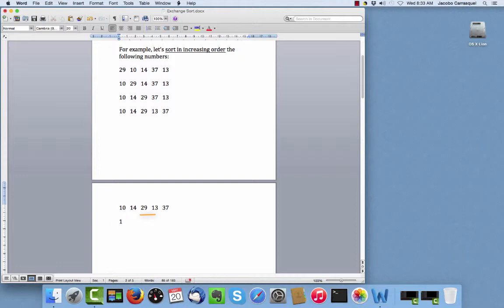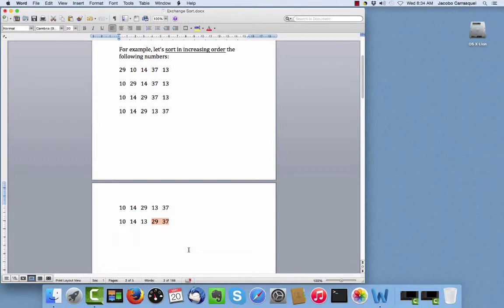So here I'm going to copy 10, 14, and I'm going to swap 29 and 13, and of course 37, okay, was already in its correct position. And this is the end of the second pass. And at the end of the second pass, now I have a new number, 29, which is in its correct position. And because it's a second pass, now I have two numbers which are in the order that I want, okay? Then what do I need to do?